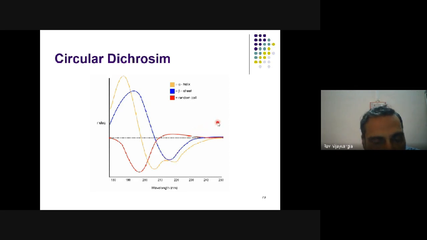And always you can have a mixture also. It is not that it is a pure alpha helical protein or a pure beta sheet containing protein, but if both are present, then both these features will be seen. And if it is a random coil, then this kind of structure will be seen. So using circular dichroism and the known behavior of the protein, you can compare with this spectrum, and that will give you an idea of what kind of secondary structures your protein is forming.